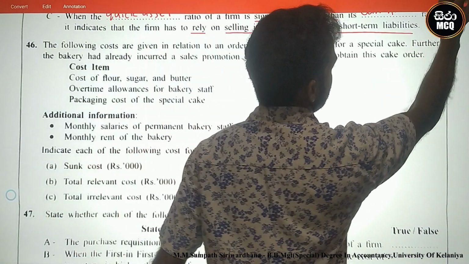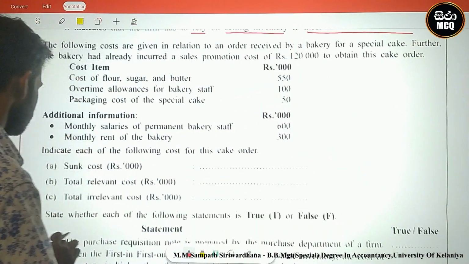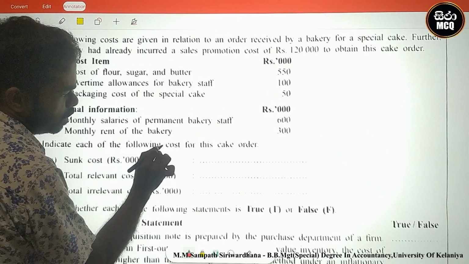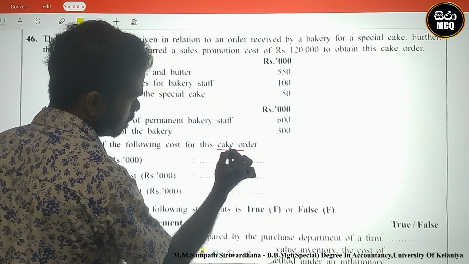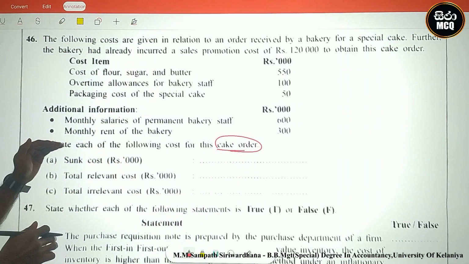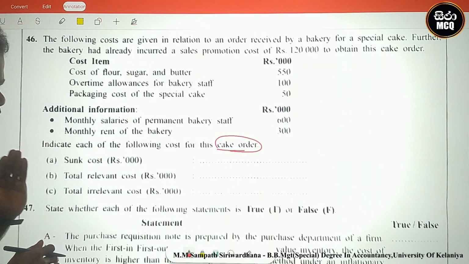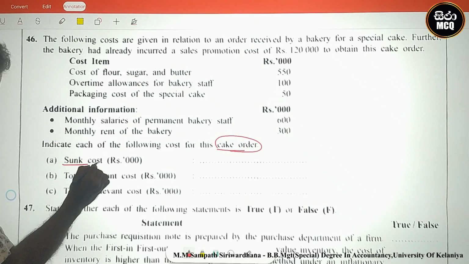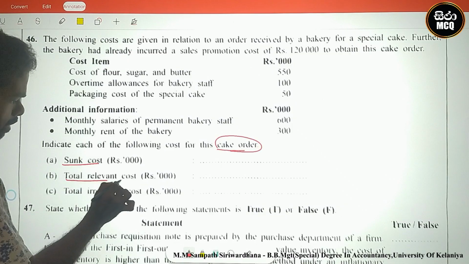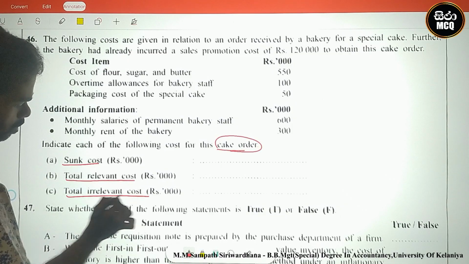There are requirements. Indicate each of the following costs for this cake order: sunk cost, in rupees, we must write the rupees, total relevant cost, and total irrelevant cost.